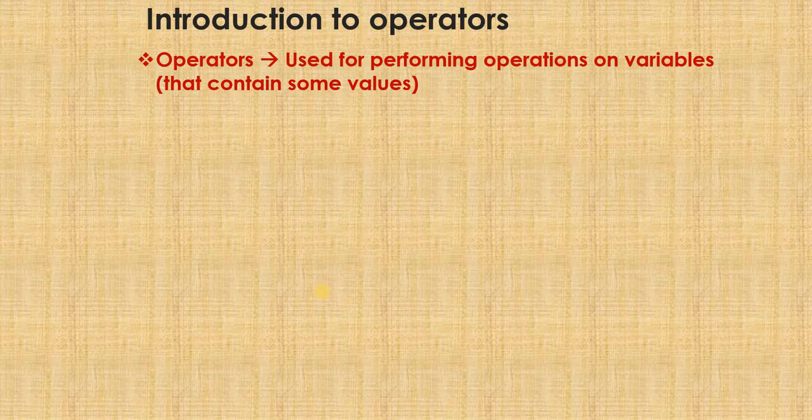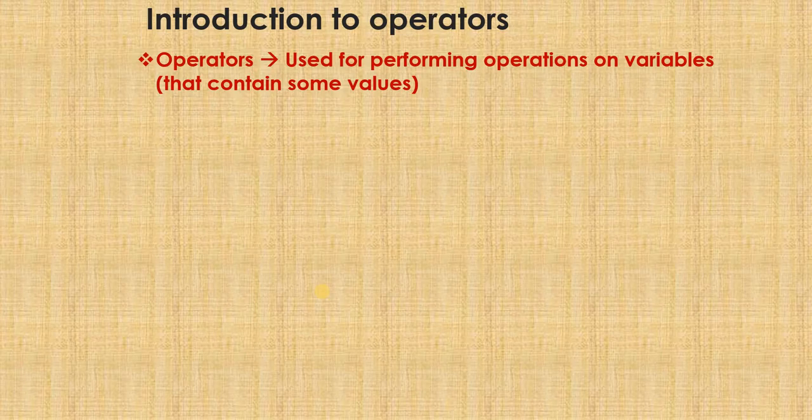What do you understand by the word operator? Operator refers to some kind of operations that we are performing on variables. What actually do variables have? Variables have some values which are given by the user or which are randomly generated and which is stored. So we are going to perform some operations on those variables.